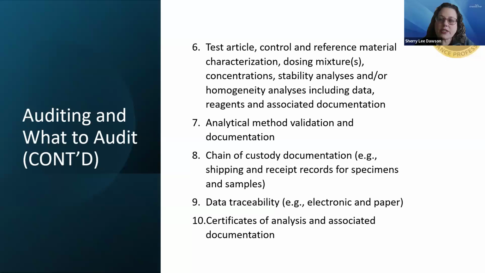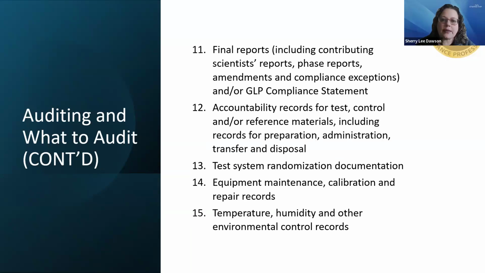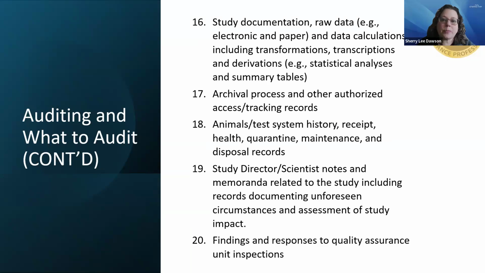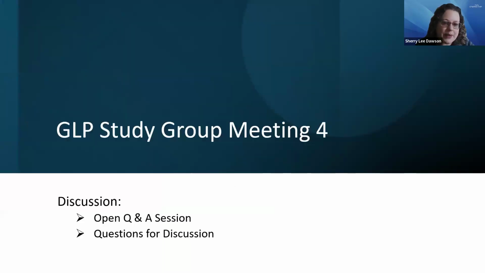Test material characterization, preparation and analysis, method validations, chain of custody, data including data traceability, final report, test material, accountability, test system, animal husbandry data, study data including calculations, statistics, archiving, study director records, and QA audits. So that's kind of what's encompassed, and this represents, I don't know if I wrote it down. I will open the document and tell you what it represents. All right, just give me a second.